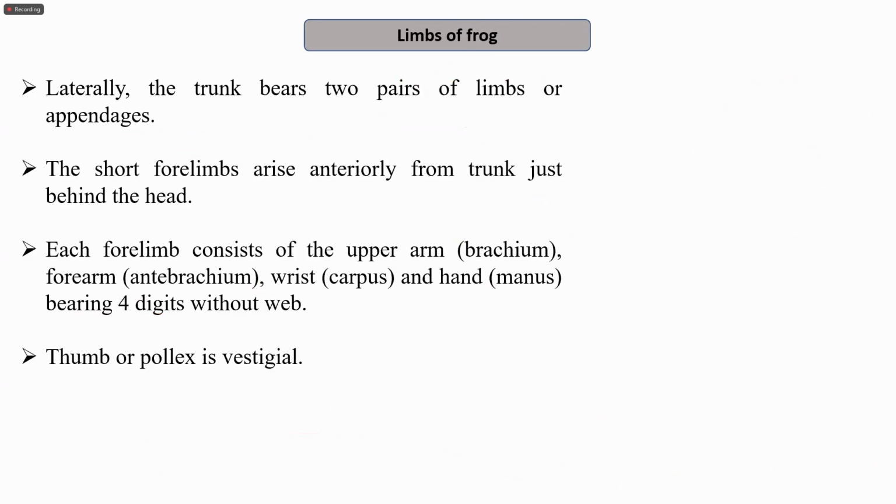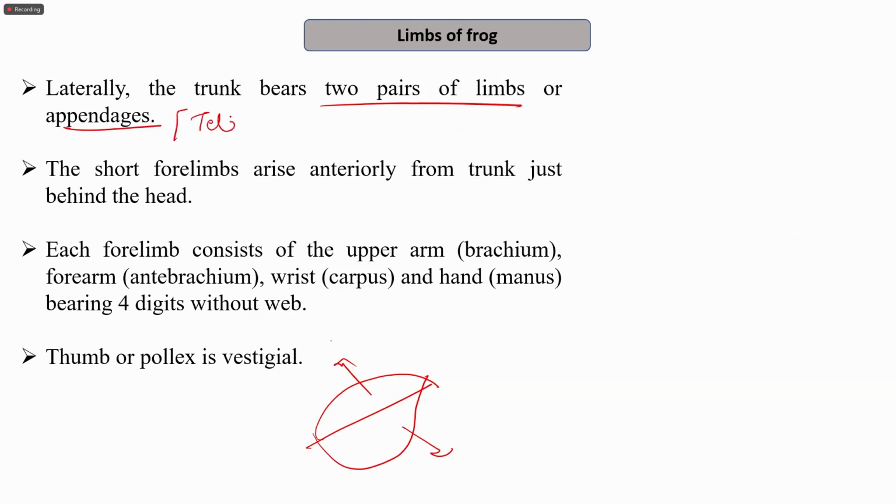Now the limbs of the frog. Laterally, if this is the frog, then these two are the lateral sides, right? So laterally, two pairs of limbs or appendages. That is why they are called tetrapods, because they have two pairs, or we can say four limbs or appendages. Towards the anterior side, it's forelimb, and towards the posterior side, it's hind limb.